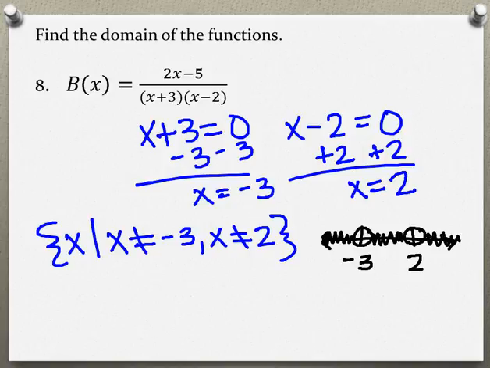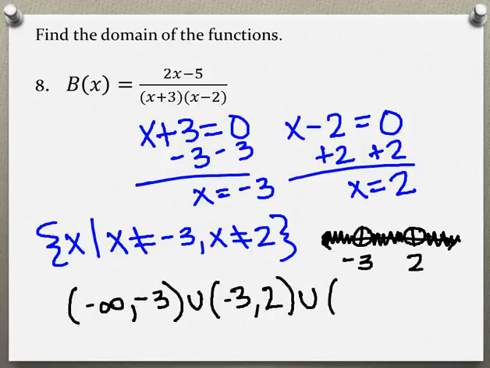So if we write that in interval notation, we would start with -infinity all the way to -3 with parentheses. The second interval would be -3 to 2, and the third interval would be 2 to infinity. So those are two different ways to write the same answer.